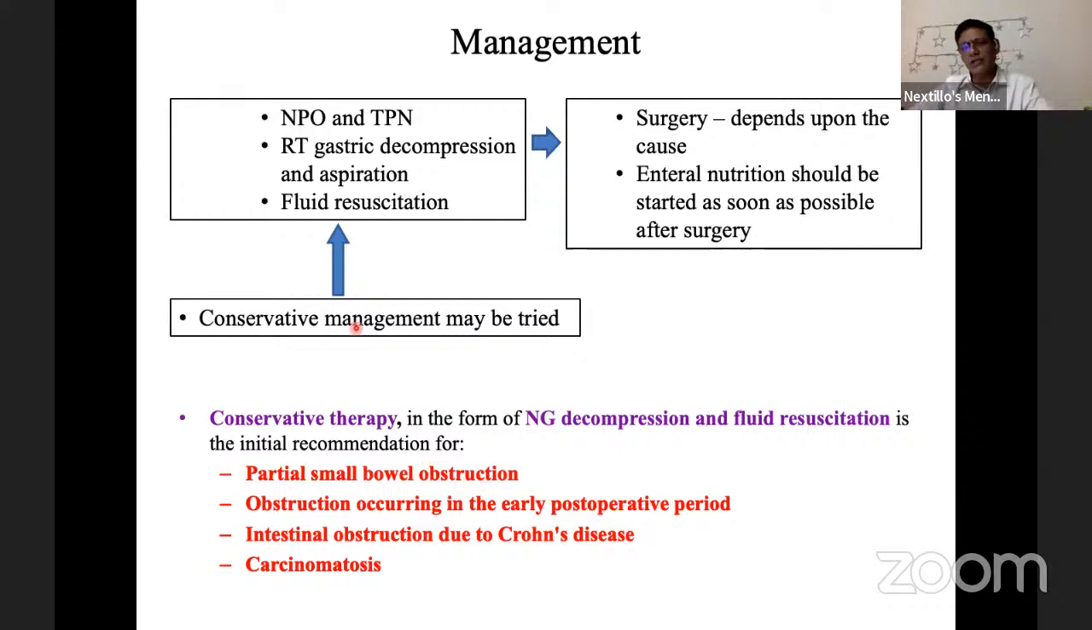The conservative management is the same: nil per oral, total parenteral nutrition, decompression of the proximal section, and fluid resuscitation. Now, as we have seen, obstruction may also precipitate in the early post-operative period, where we have performed a surgery on the abdomen and ultimately features of intestinal obstruction have precipitated. What to do in this scenario?